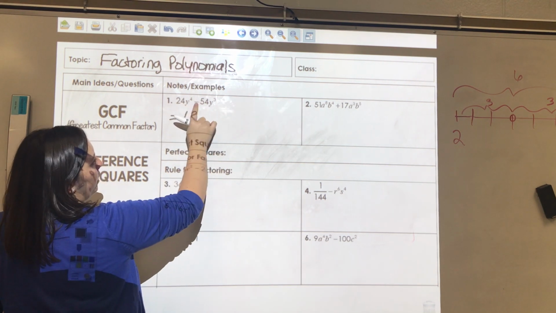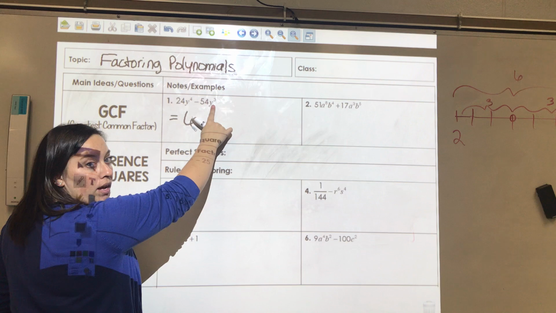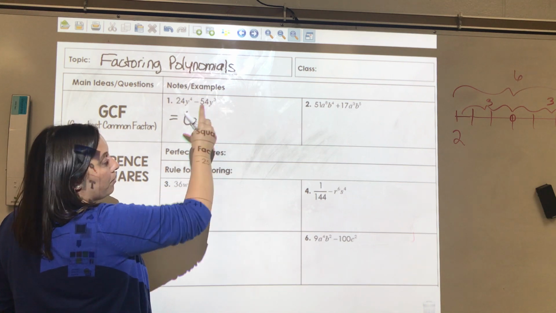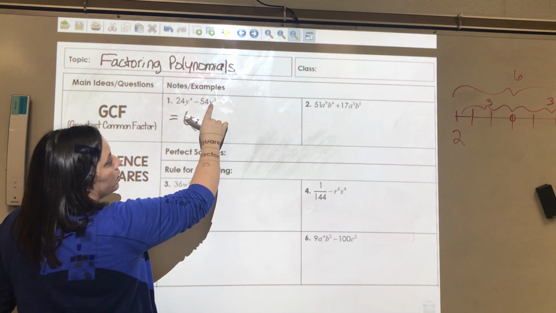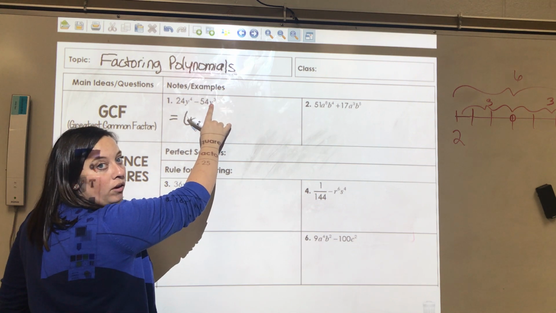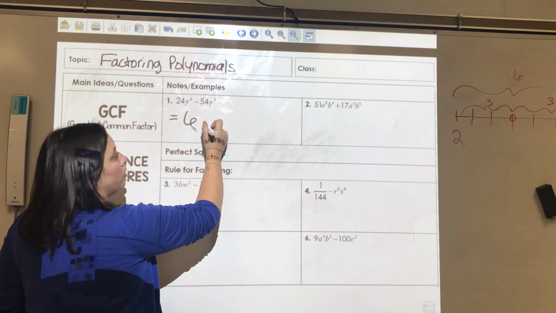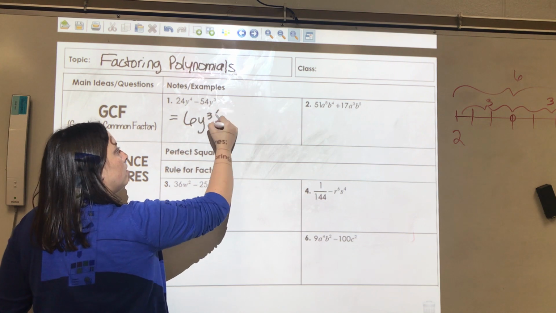And what about my y's here? I've got 4 y's in this one and 3 y's in this one. So together they have 3 y's in common. What you're always going to choose is the smallest exponent, okay? So 4 and 3, you're going to choose the smallest one, y to the third.